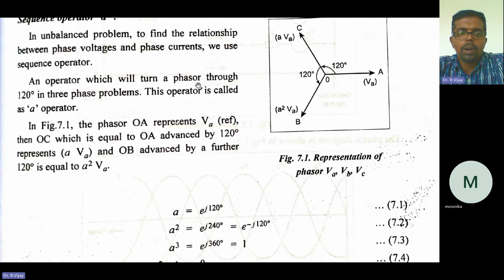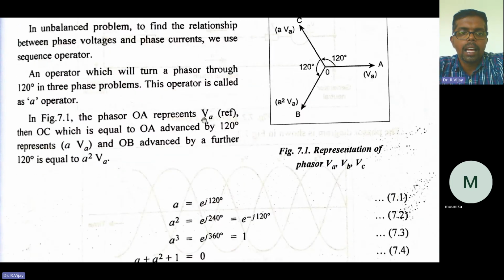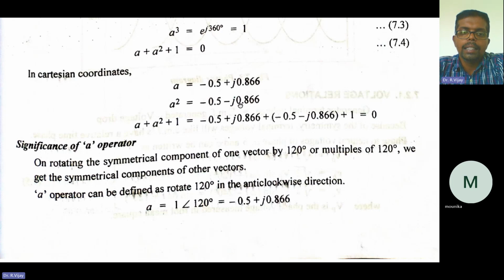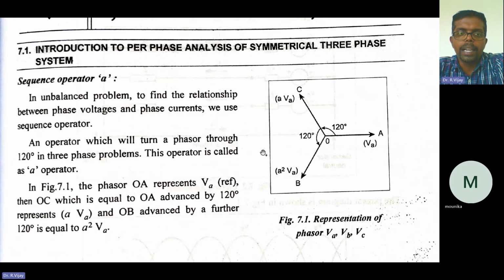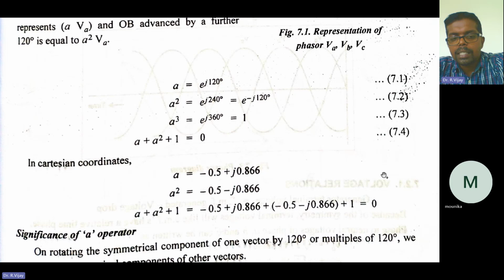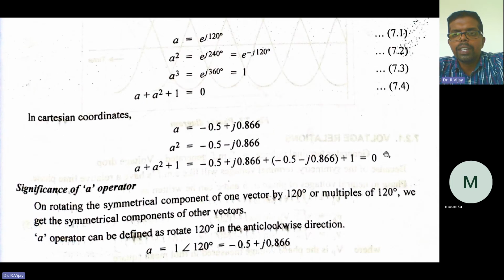So this is one of the important 2-mark questions: the sequence operator and the significance of the A operator. They may ask both together, or simply the sequence operator or the significance. If they ask about the sequence operator, you can write the significance also, so you will get full marks.